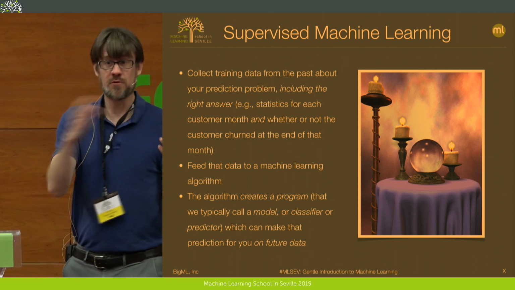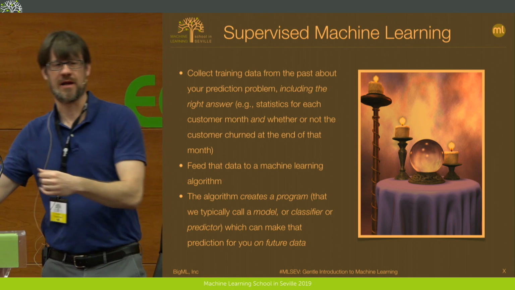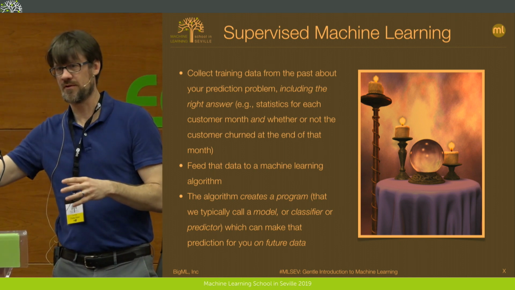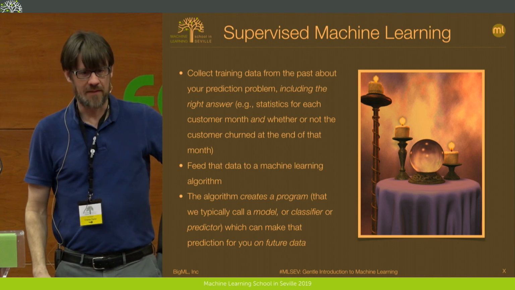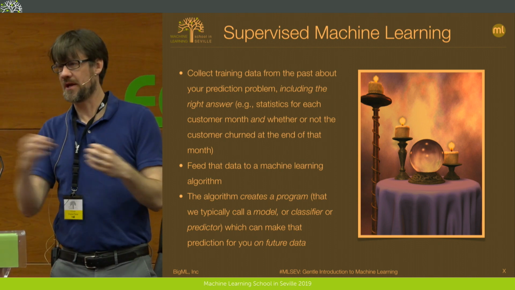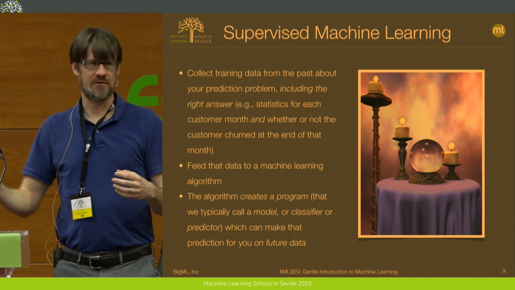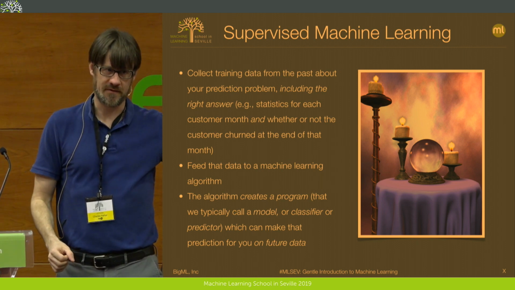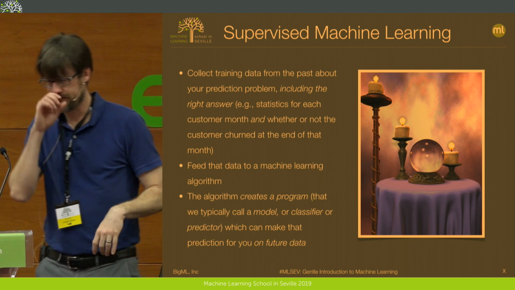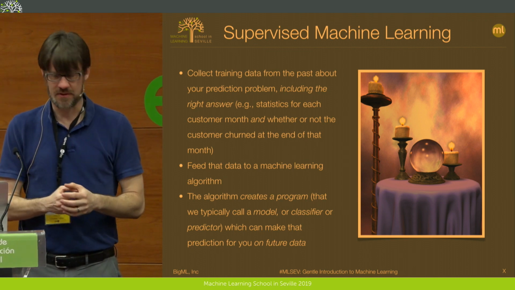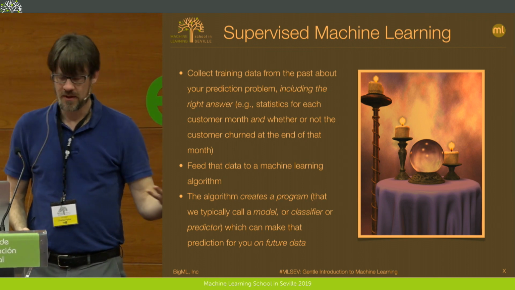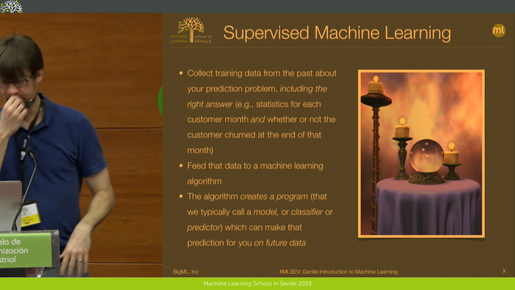So in future months, when you don't know the right answer, obviously you don't know if they're going to leave the service at the end of the month, you can use that model to guess, right, to make a prediction on whether or not they're going to leave the service. Because it's seen so many other months in the past, it knows how to do that. And so, again, that seems like magic. It seems like it's just looking into a crystal ball, but it's really basically just statistics.